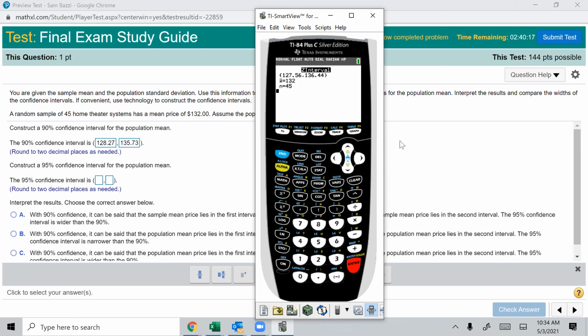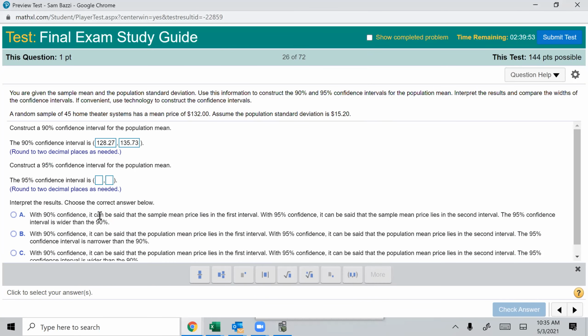And interpret the results. With 90% confidence, we can say that the true mean is between 128.27 and 135.73. And with 95% confidence, we can say that the true mean is between the two values that you came up with. So you just select the proper answer. And let me tell you which one is not the correct answer. With 95% confidence, it can be said that the sample mean, no, it's not about the sample mean, it's about the population mean. We already know the sample mean, which is 132. We do confidence interval to make conclusion about population, not samples.